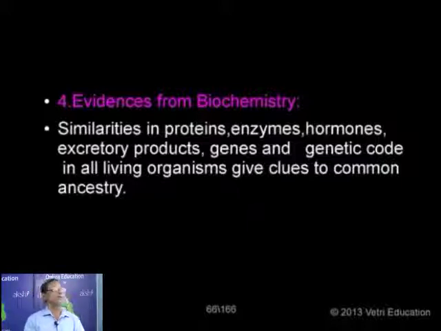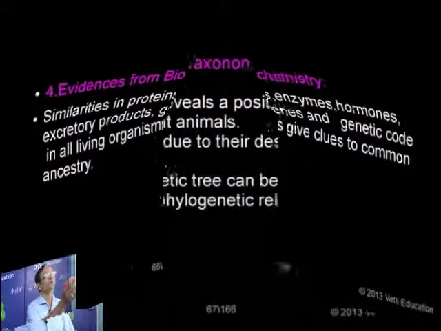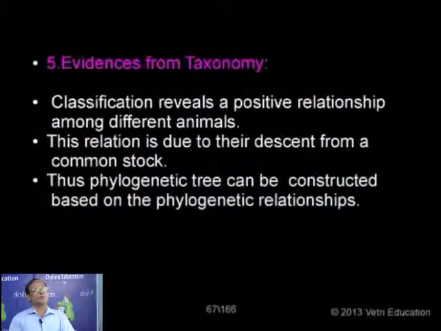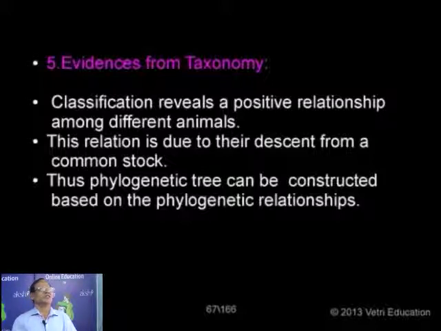Okay? So that indicated that we have been descended from a common ancestor, and that is also evidenced from biochemistry. Now, evidences from taxonomy, so the classification, you know that one. While analyzing the classification of different groups of organisms, the classification normally gives you a clue. That is what is called a positive relationship among different groups of organisms.